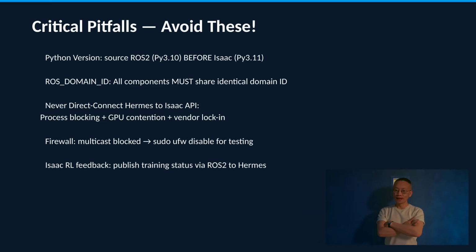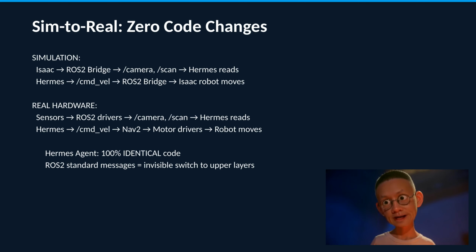Third, never direct connect Hermes to the Isaac API. This causes process blocking, GPU contention, and vendor lock-in. Fourth, firewall issues can block multicast communication. Sim-to-real migration requires zero code changes.